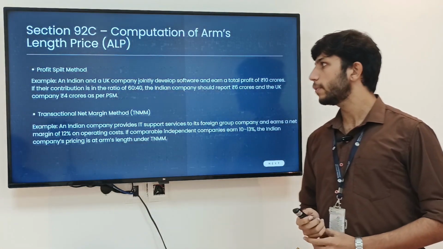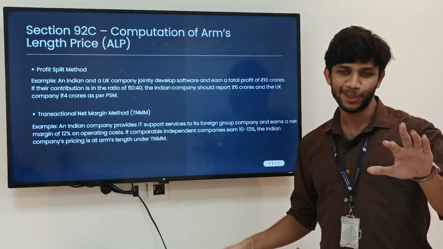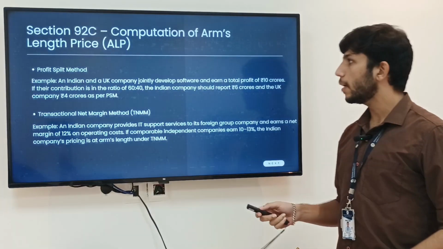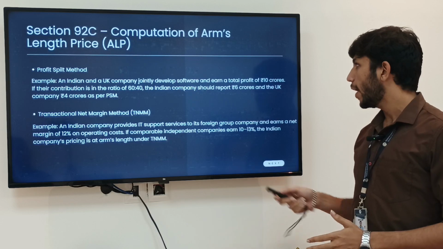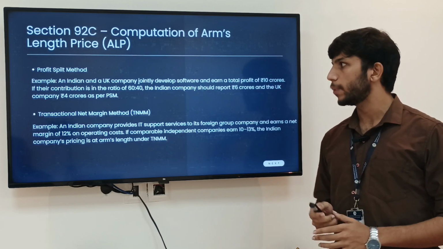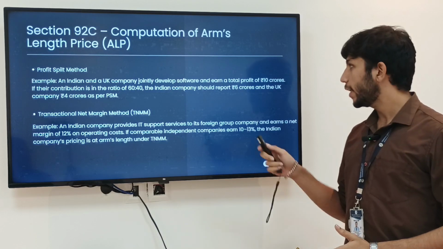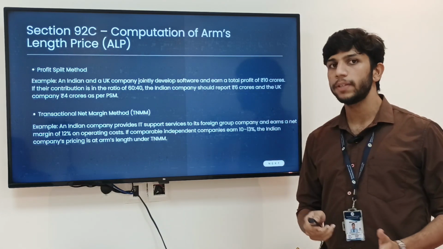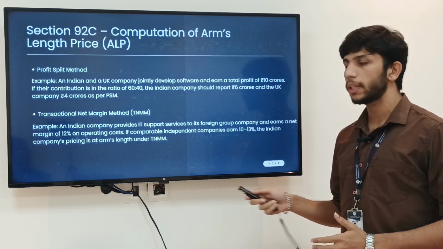Next one is profit split method. Example, an Indian and UK company jointly develop a software and earn a total profit of 10 crore rupees. If their contribution is in the ratio 60:40, the Indian company should report 6 crore rupees and the UK company should report 4 crore rupees as per this method.